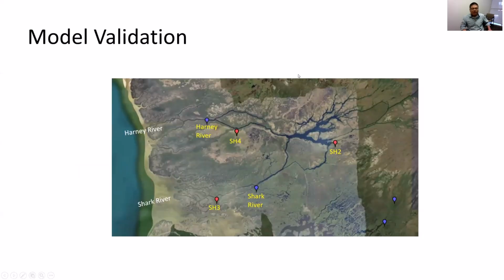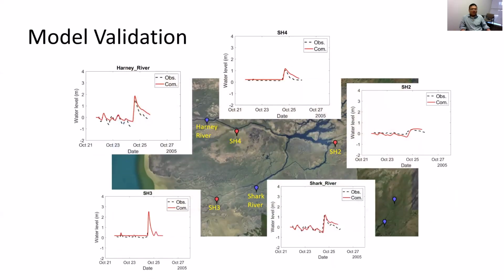Now I show you some results. This slide shows the validation of the water level time series at the USGS river gauges. The red lines are the computational results and the black dashed lines are the observed data. In general, the model results compare well with the observation in terms of the peak water level and the arriving time of the peak water level. Even at station SH2, which is about 18 kilometers to the coastline, the model still predicts a good result, which verifies the current model setup.